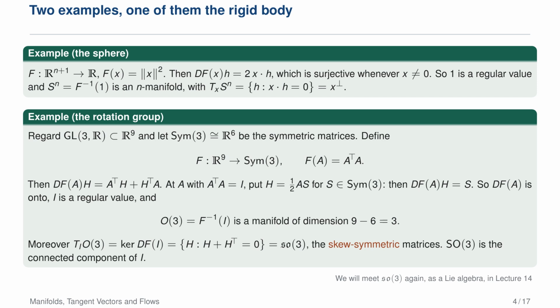The tangent space at the identity is the kernel of dF, the H with H plus H transpose equal to 0. Those are the skew-symmetric matrices, little SO3. SO3 is the connected component containing the identity. We will meet little SO3 again as a Lie algebra in lecture 14.